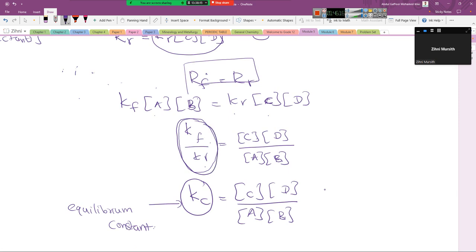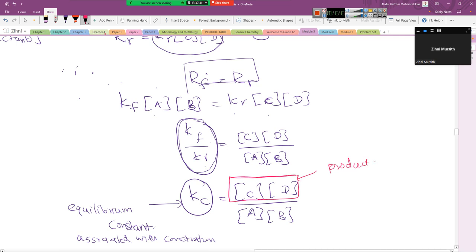So Kc, the equilibrium constant associated with concentration, will be equal to concentration of C into concentration of D divided by concentration of A into concentration of B. Now understand this. This portion is the concentration of products, and this portion is the concentration of reactants, right?